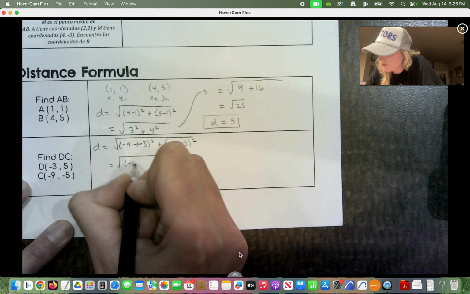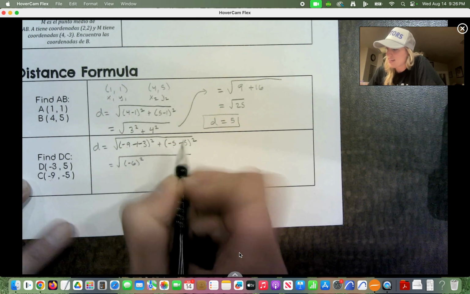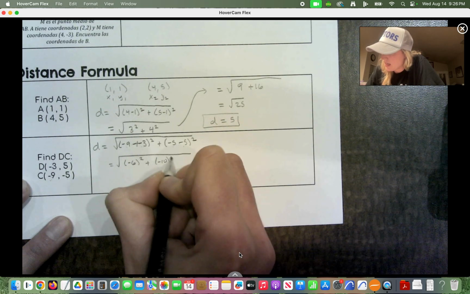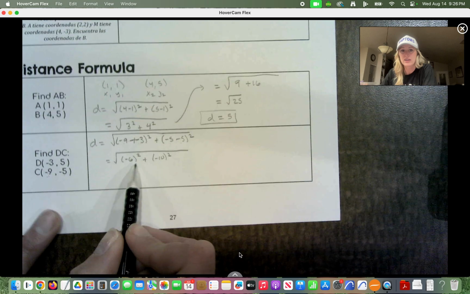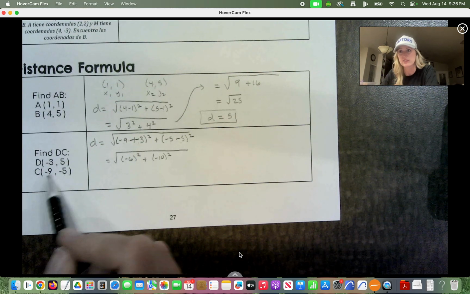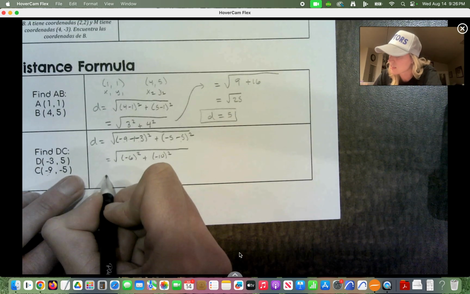I'm doing the parentheses first again. Negative 5 minus 5 is negative 10. Okay, anytime I square a negative here like this, I will always get a positive answer, which makes sense if I'm finding distance. I should get a positive solution. So negative 6 squared is 36.